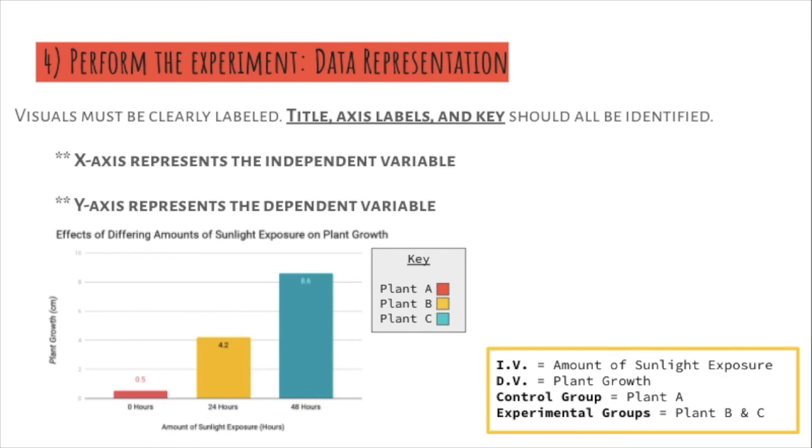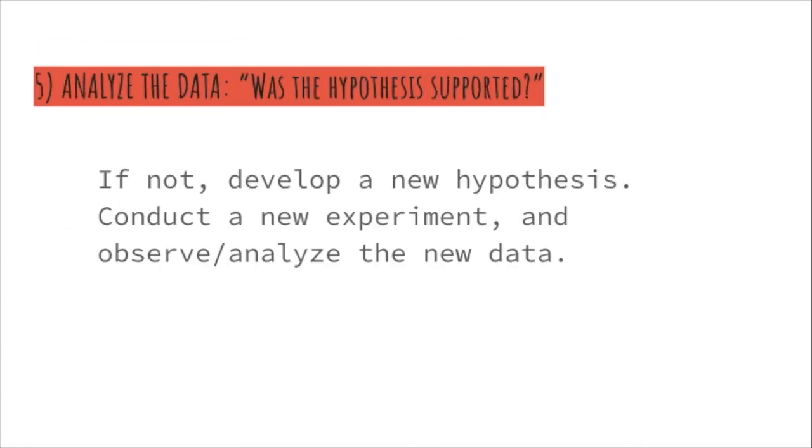Note that the x-axis is labeled amount of sunlight exposure in hours, and the y-axis is labeled plant growth in centimeters. In our next lesson, we will spend time looking at different types of data representation and look at how to interpret and analyze the data in more detail.